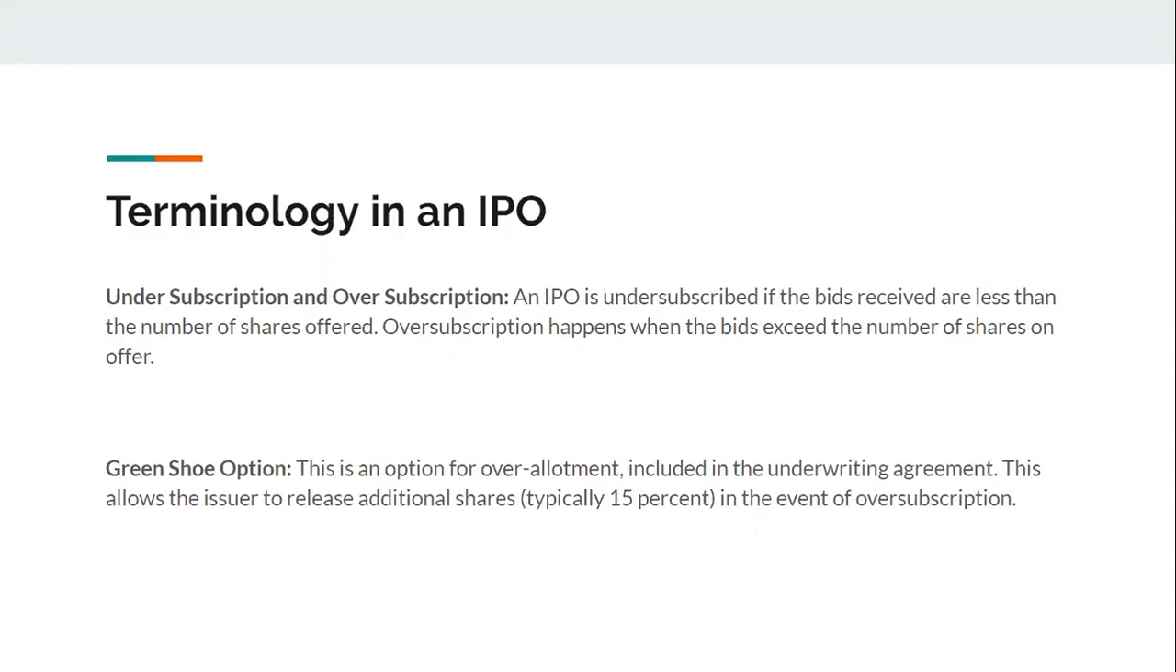Undersubscribed means if the bids received are less than the number of shares offered, it is called undersubscription. And if the bids received exceed the number of shares, that is called oversubscription. Now in case of oversubscription, the company has an option to allot some more percent. Initially the company allotted some percentage of shares to the public, and they see an overwhelming response, shares have been oversubscribed. Now an additional 15% they can again release into the market. That is called the green shoe option. This happens only when there is an oversubscription in the market.